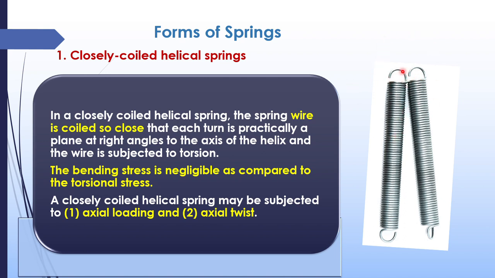The difference between open and close coiled is that in a close coiled spring the coils are very closely spaced, and there is no space between two coils. It is in the form of a helix. The bending stress is negligible as compared to the torsional stress here because there is no space for bending. Torsion is there because we are twisting it and increasing the turns. So we have to see two types of loads which may occur on a spring: one is an axial load and the other is an axial twist. We'll see both cases.